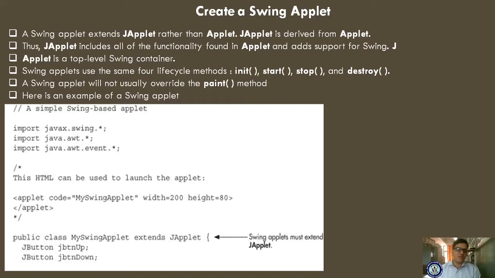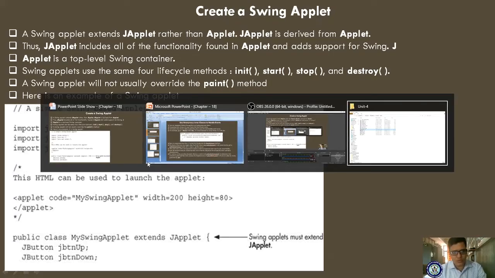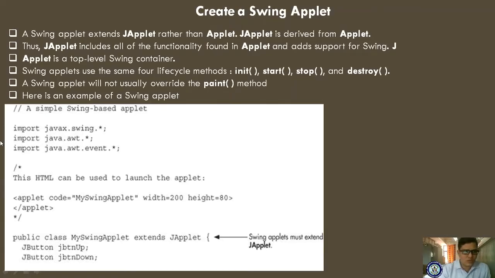Let us see, here is an example of a swing applet. First, we write import javax.swing.*. These packages are compulsory; we have to import them in our program, otherwise it won't work. Now these packages are very important.